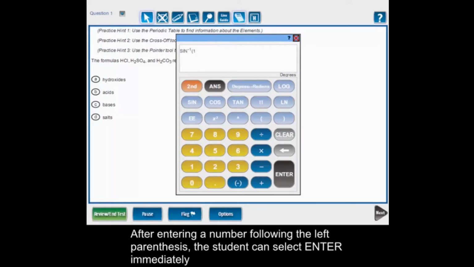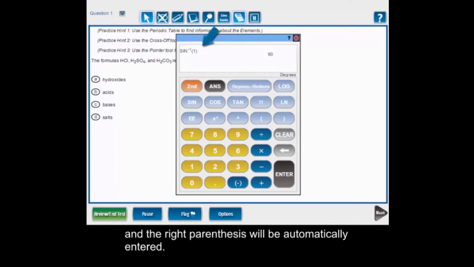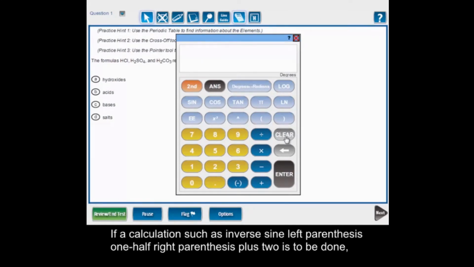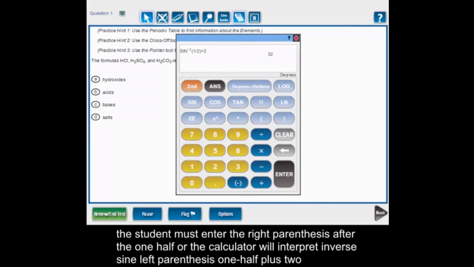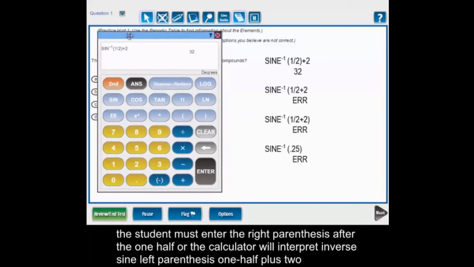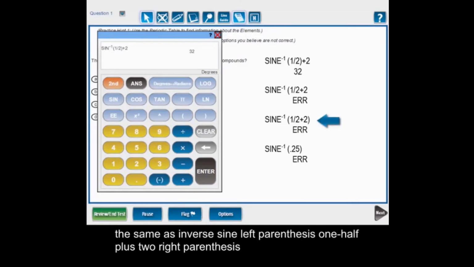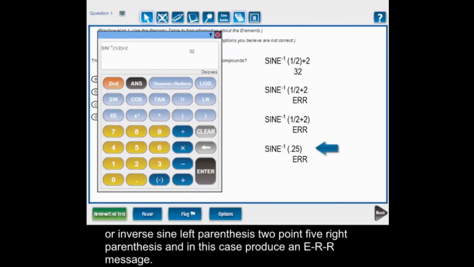After entering a number following the left parenthesis, the student can select enter immediately, and the right parenthesis will be automatically entered. If a calculation such as inverse sine, left parenthesis, 1/2, right parenthesis, plus 2 is to be done, the student must enter the right parenthesis after the 1/2, or the calculator will interpret it the same as inverse sine, left parenthesis, 1/2 plus 2, right parenthesis, or inverse sine, left parenthesis, 2.5, right parenthesis. And in this case, produce an ERR message.